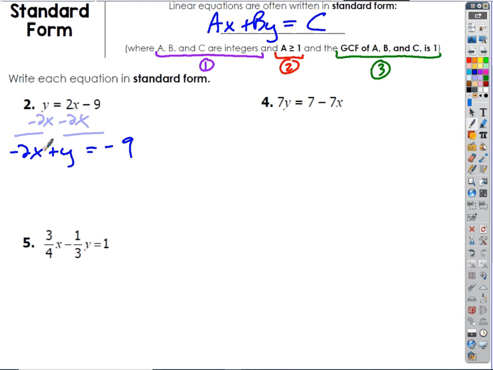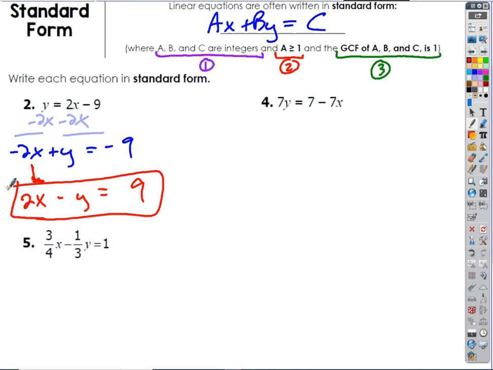Which of our rules up there have we not followed yet? Okay, A needs to be positive, so what's the very last step then? Divide by negative 1 or multiply by negative 1, same result. What does it do if I have a bunch of terms and I multiply or divide by negative 1? Yeah, it changes the signs, right? So the negative 2x becomes a positive 2x. What does the plus y become? Negative y. And on the other side I get positive 9. There you go. And now we're good, right? See, that's in standard form.